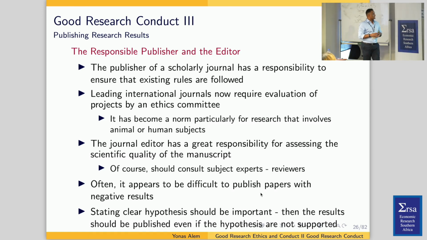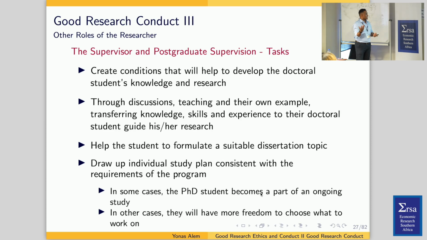Often it appears difficult to publish papers with negative or null results, or unexpected results. Still, it's a problem. That's what resulted in the unethical practice of tweaking the t-values. Stating a clear hypothesis is important, and then the results should be published even if the hypothesis is not supported. We talked about this previously. JD and other journals nowadays do this. So the editor also has responsibilities to ensure that all these ethical guidelines are followed.